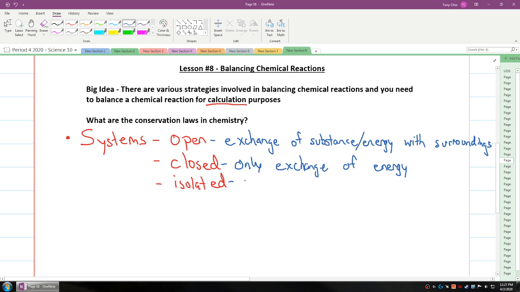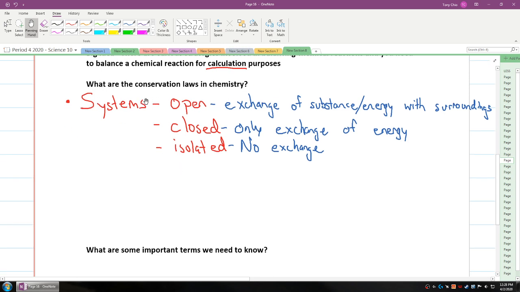The last example is isolated. An isolated system is where there's no exchange. This is one that is, for example, a thermos. A thermos is a container in which you usually have a lid so there's no evaporation of any substance, but it's also insulated. What insulated means is that it usually tries to keep the system isolated, and it doesn't have a transfer of energy. So it takes a long time for that substance to cool down. So we're going to talk about in terms of systems.